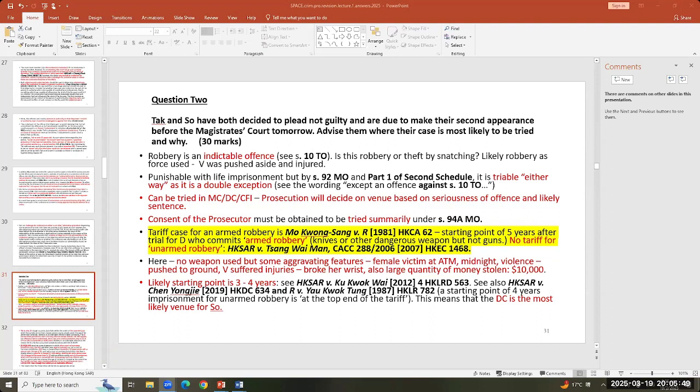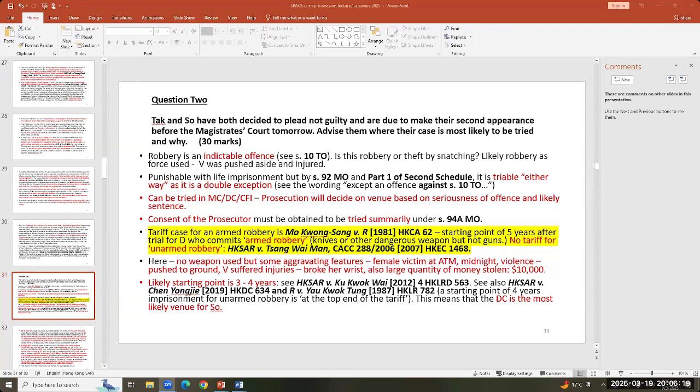So what that means is that robbery can be tried in all 3 venues, and that the prosecution are going to decide on the venue based on the seriousness of the offense and the likely venue. If they decide to proceed in the magistrate's court, then they need to consent to it, section 94A of the magistrate's ordinance. In your lecture notes, you have that case where the magistrate tried to force the prosecution to take plea in the magistrate's court for a robbery offense.